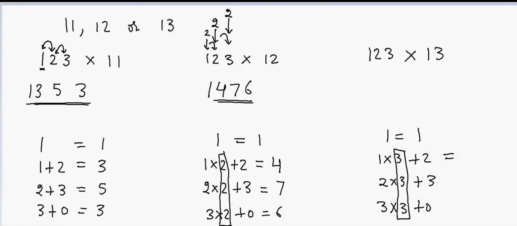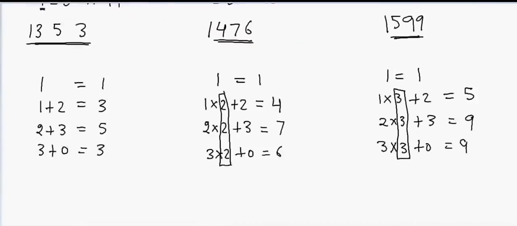So if I add these numbers, it will be 5 9 and 9. So the answer will be equal to 1599. So that's how I'll multiply any number by 11, 12 or 13. So let's do another example.